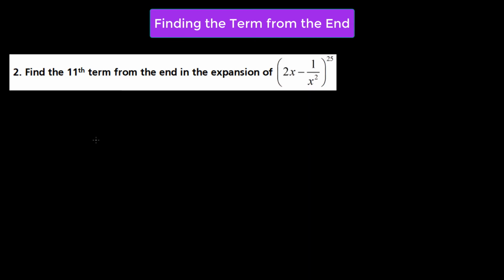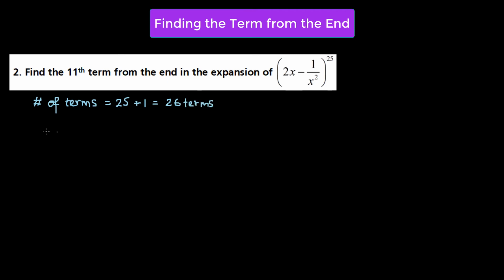So in this question, we have to find the 11th term from the end in the expansion of 2x minus 1 over x squared, raised to the power of 25. So first we count the number of terms. The number of terms will be equal to 25 plus 1. So we have 26 terms here.